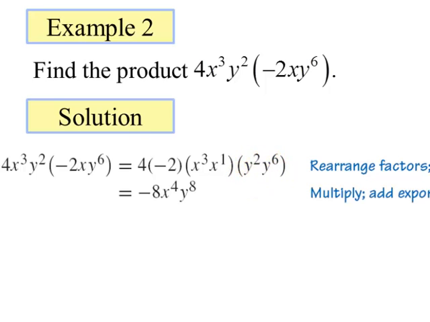Now when we multiply like bases, we add the exponents. So this becomes 4 times negative 2, which is negative 8. 3 plus 1 is 4, so we have x to the 4th. And 2 plus 6 is 8. We have y to the 8th. So this is simplified, and this is our final answer.